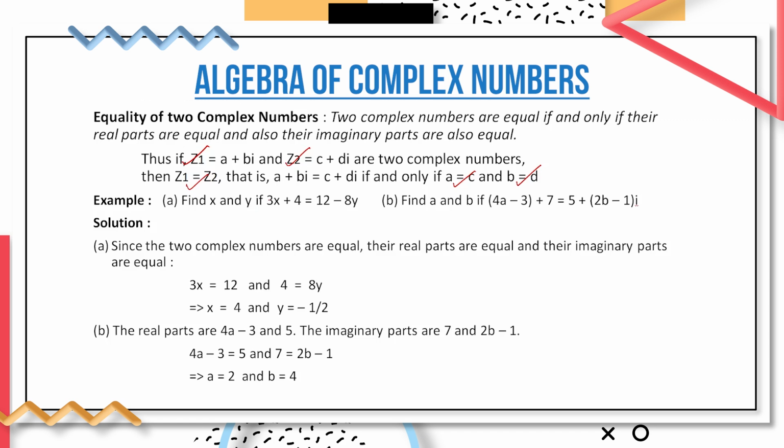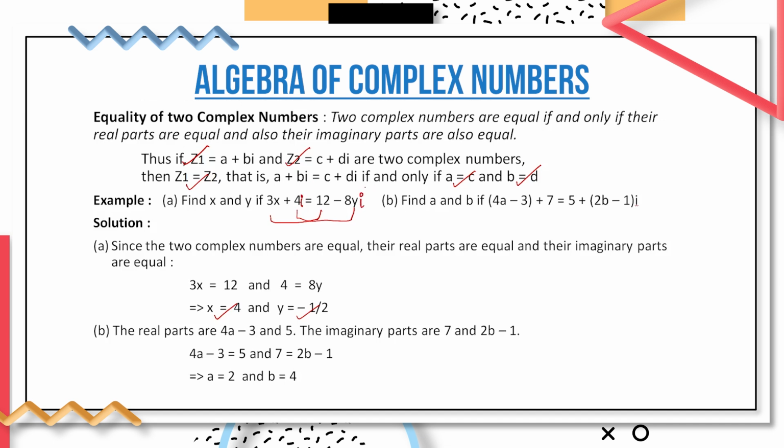First example is find x and y if 3x plus 4 is equal to 12 minus 8y. Now, comparing the values, you can say that 3x is equal to 12 and 4 is equal to 8y. Now, that means by solving you can get x is equal to 4 and y is equal to 1 by 2. So, for better understanding, say I write 3x plus 4i and 12 minus 4yi.